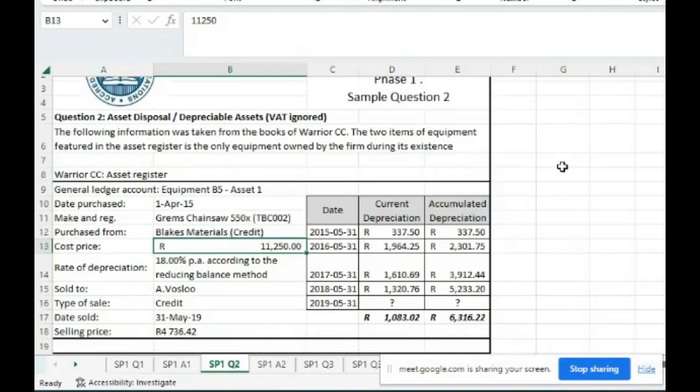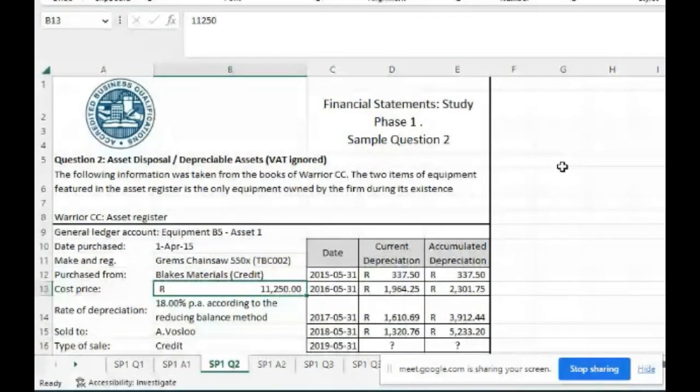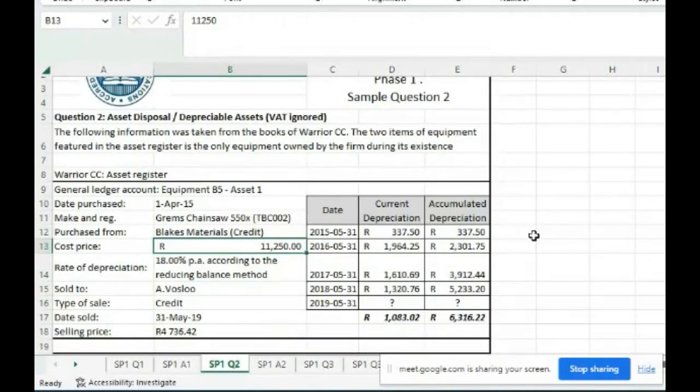So let's have a look at it. It says question 2, asset disposal, depreciable assets, and we are going to ignore that. The following information was taken from the books of Warrior CC. The two items of equipment featured in the asset register is the only equipment owned by the firm during its existence. So here we have asset 1.